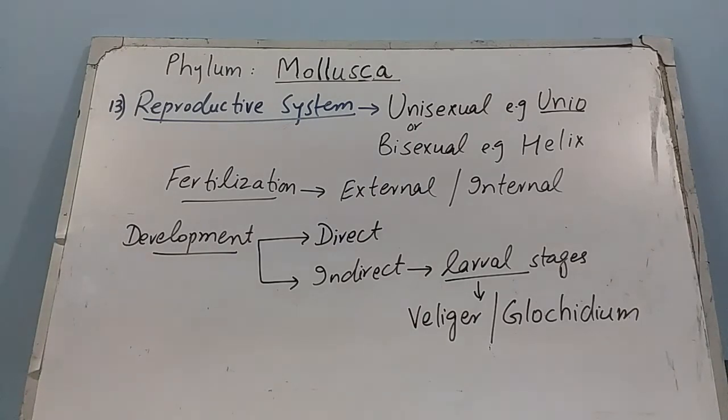Next is about development. In some cases, the development is direct. Direct means there is no larval stage, while in most cases, the development is indirect. Indirect means there is some larva. The larva then undergoes metamorphosis and converts into an adult. So there are 2 to 3 different larval stages in case of mollusks. The larva is known as veliger larva, or in some cases the larva is known as glochidium larva.